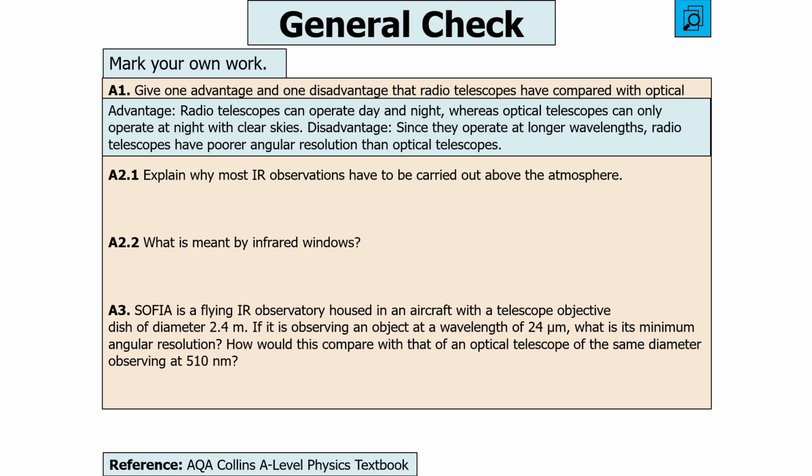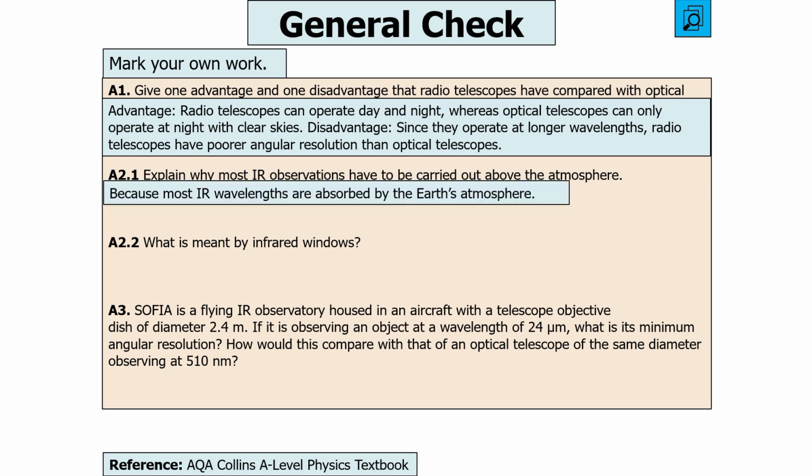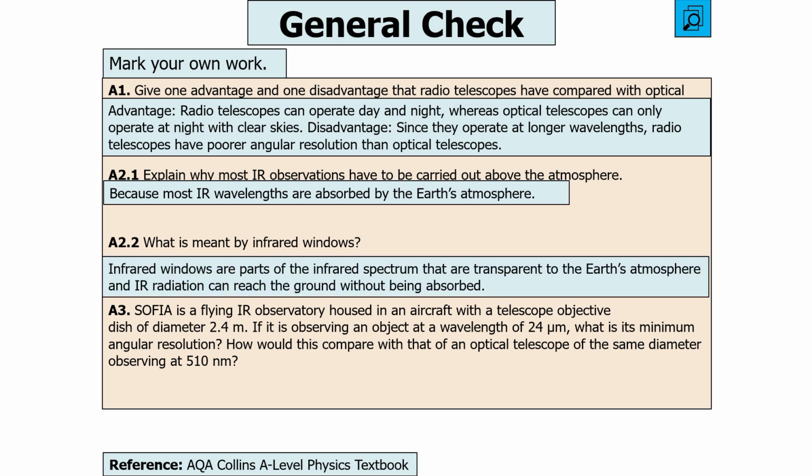Now, most infrared observations are carried out above the atmosphere because the infrared wavelengths are absorbed by the water vapor in the Earth's atmosphere. Infrared windows are parts of the infrared spectrum that are actually transparent to the Earth's atmosphere and therefore can reach the ground and ground-based telescopes without being absorbed.